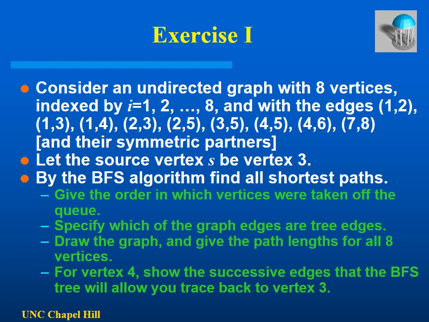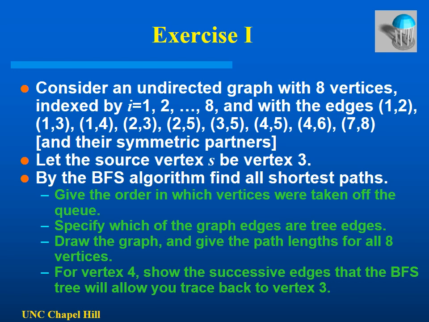There's a graph with 8 vertices, numbered 1, 2, 3, 4, 5, 6, 7, 8, of which the one indexed 3 will be the source vertex for your path length search. There are 8 edges: 1 to 2, and its symmetric partner 2 to 1, 1 to 3, 1 to 4, 2 to 3, 2 to 5, 3 to 5, 4 to 5, 4 to 6, 7 to 8, and for all of those, the symmetric partners. That is to say, the ones where the 2 indices in the pair are in the opposite order.